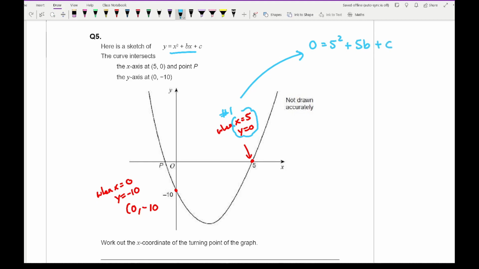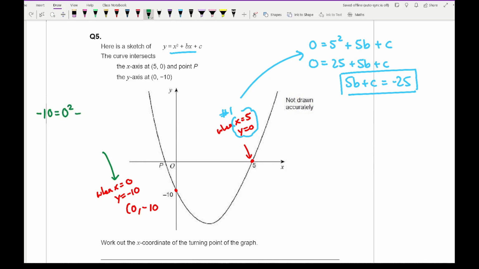So simplifying all of this, I get 25 plus 5b plus c. So 5b plus c equals minus 25. And I'm just going to put a little box around that. Then doing exactly the same for these values here, I end up with minus 10 equals 0 squared plus 0 times b plus c, which basically gives me that c equals minus 10.